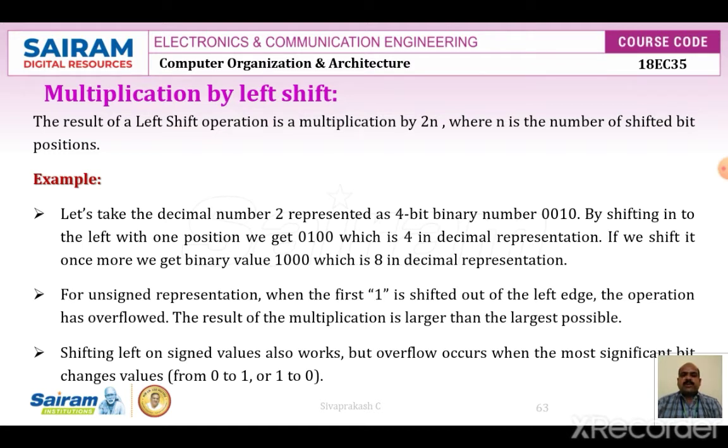For unsigned representation, when the leading one is shifted out of the left edge, the operation has overflowed. The result of this multiplication is larger than the largest possible value. A shift left on a signed value also works, but overflow occurs when the most significant bit value changes from 0 to 1 or 1 to 0.